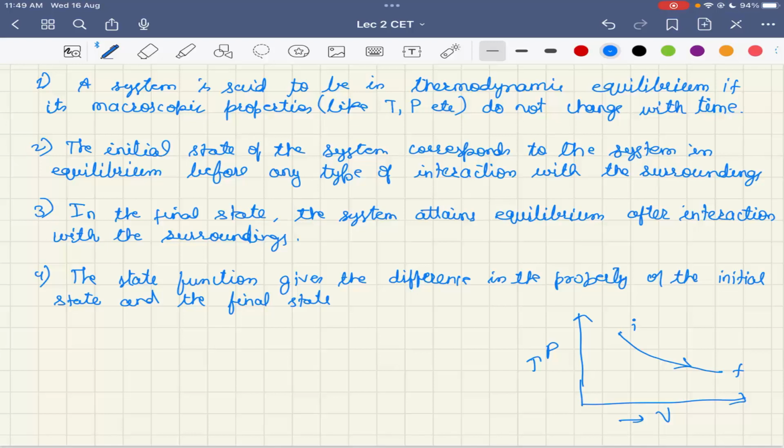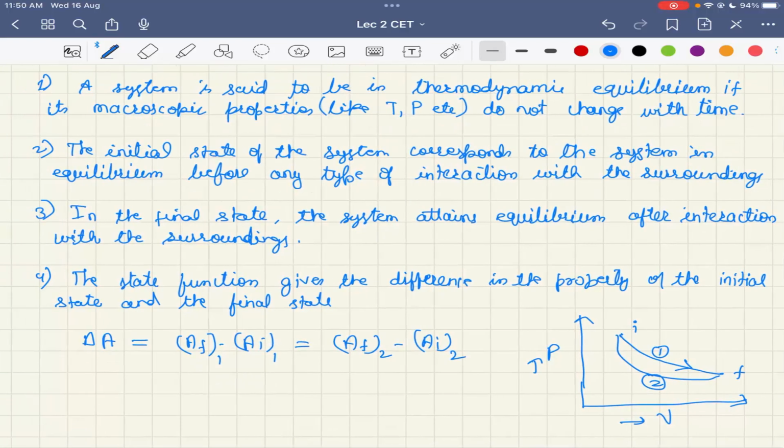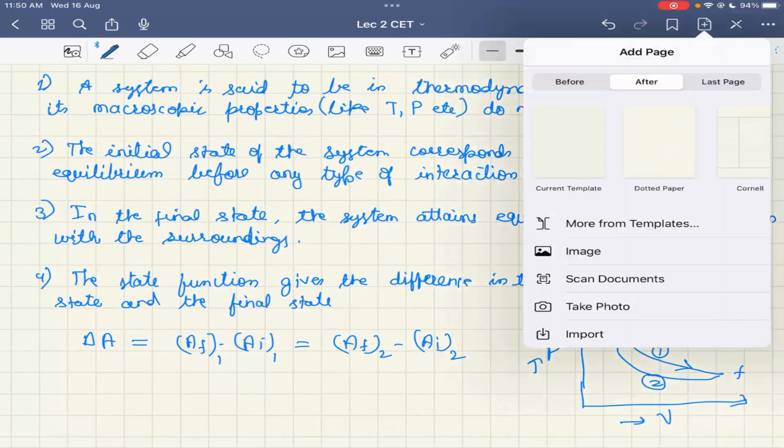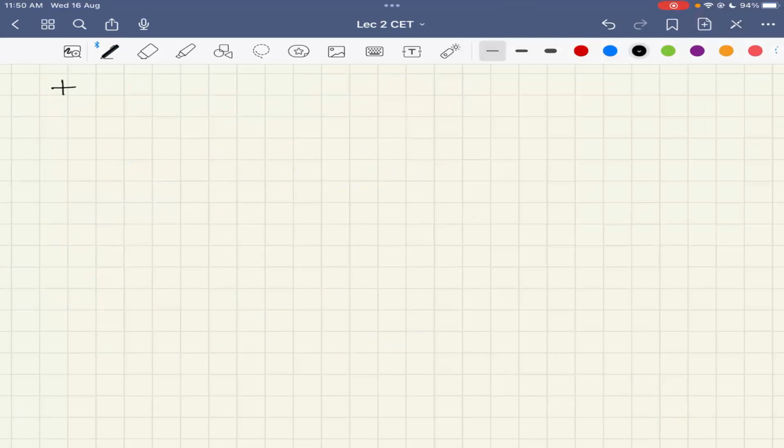So for a state function, let us say that the state function is for example A. So that state function delta A is going to be AF minus AI. This is path 1, this is path 2, so this is going to be AF minus AI via path 1, which is nothing but AF minus AI via path 2, right? So it is independent of the path of the system, right? So let us move on to the next topic, which is types of processes.